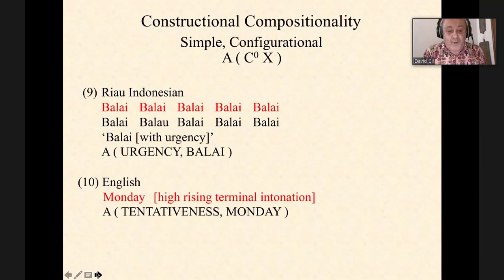In English, this is what is commonly called uptalk. So if I'm typically a valley girl or some other speaker of a specific register of English, I'll say Monday? That's not a question. It really expresses tentativeness. So once again, what we have is intonation plus a lexical item, combining compositionally, but also in a very particular configuration. So these are examples of simple configurational compositionality in ordinary languages, very commonplace mundane examples.